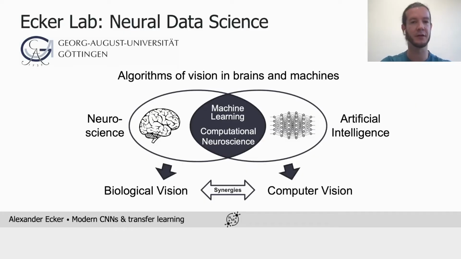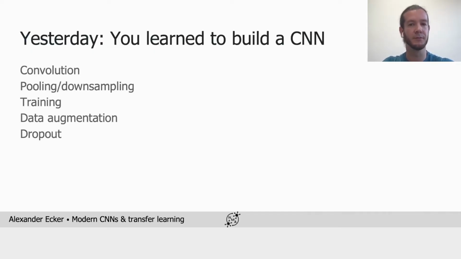My name is Alexander Wicker. I'm a professor of data science at the University of Göttingen in Germany. My lab studies visual perception and brains and machines. We work at the interface of computational neuroscience and artificial intelligence, and we use methods from machine learning to study both biological vision and computer vision.